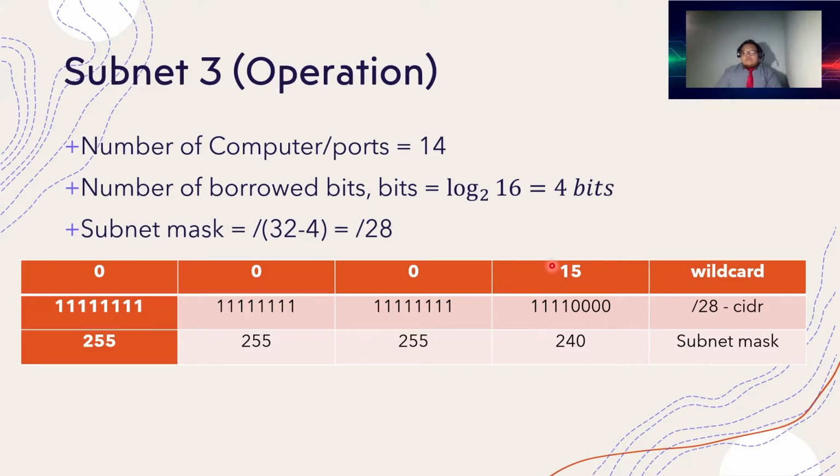The differences between the earlier two subnetting processes are the wildcard, CIDR, and subnet mask. The wildcard that we are going to use in subnet 3 is 0.0.0.15, and the CIDR is mask 28. The subnet mask is 255.255.255.240.